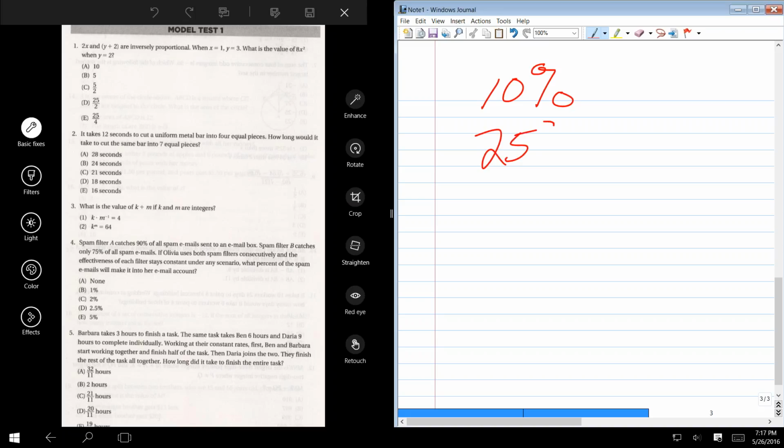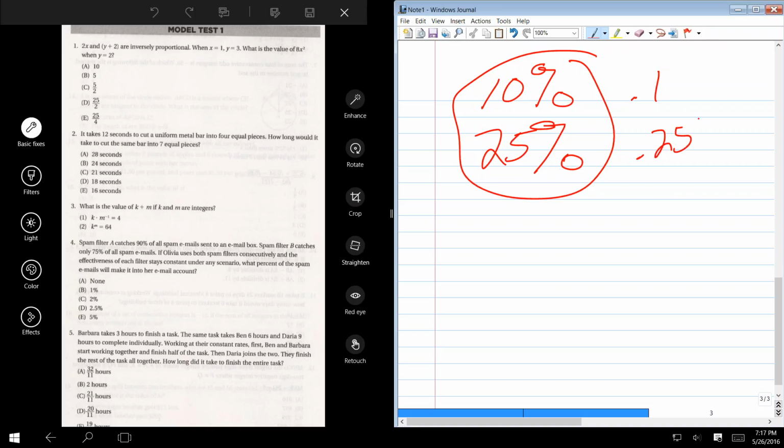25% are going to get through from the second filter. And for them to get into her email account, both of these have to happen. So the 10% times 0.25, so 2.5%.